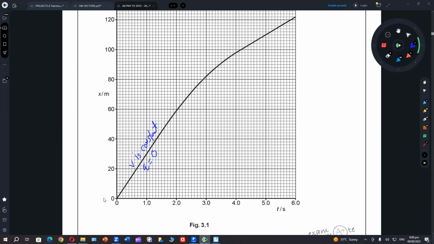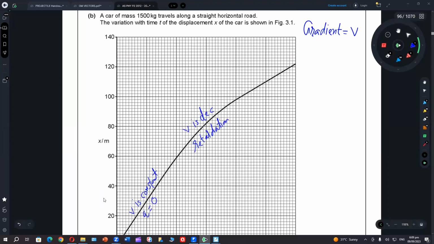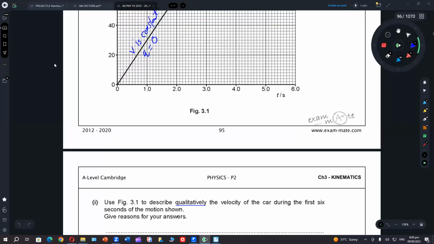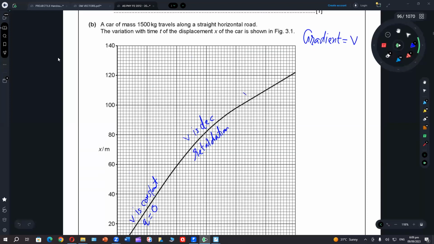Then the graph is bending towards x-axis, which means gradient is decreasing. So velocity is decreasing. It's a retardation case. In the last, the line is straight again. Velocity is constant and acceleration is 0.